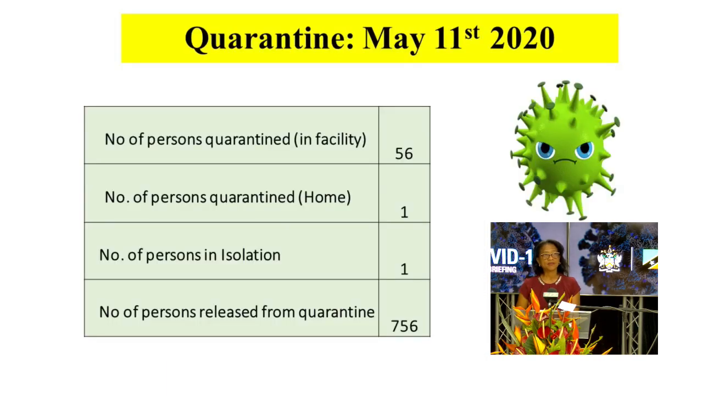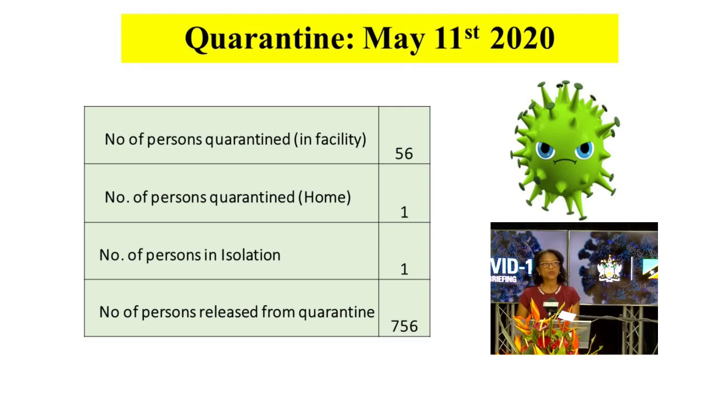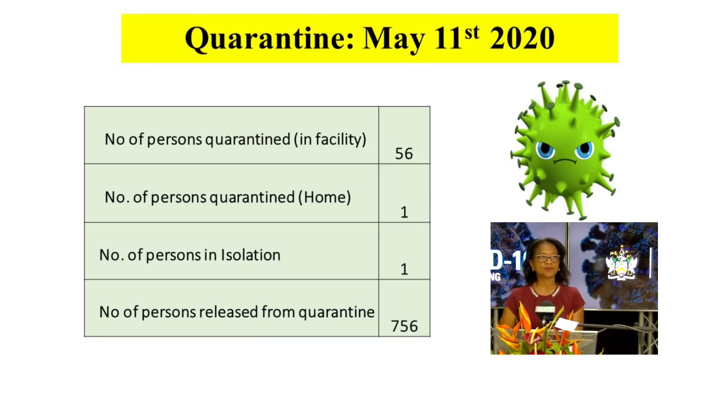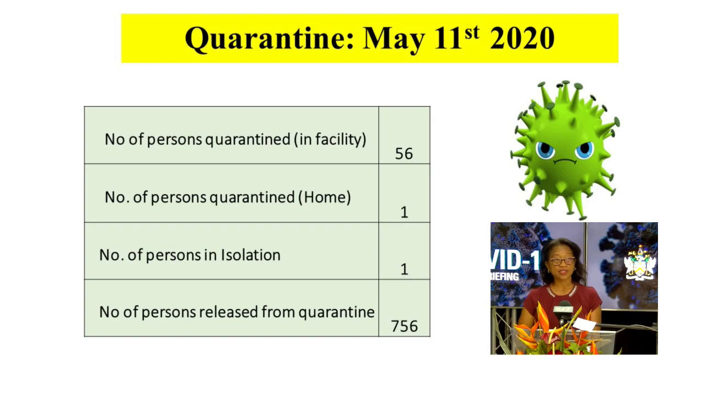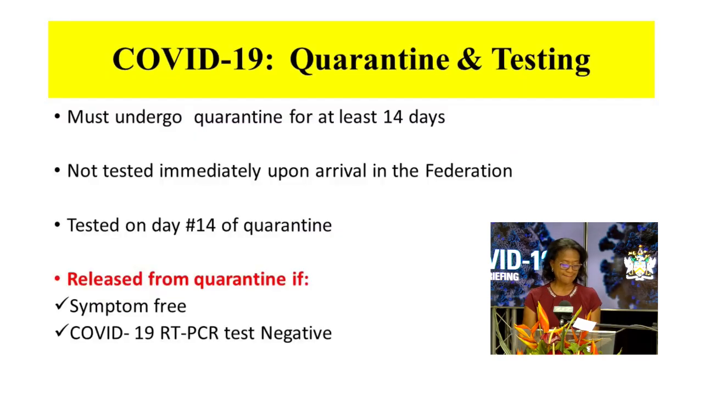Now, as at today, May 11th, we have 56 persons quarantined in a government-assigned facility. We have 1 individual quarantined at home. We have 1 confirmed case remaining in isolation. And to date, we have 756 persons released from quarantine.